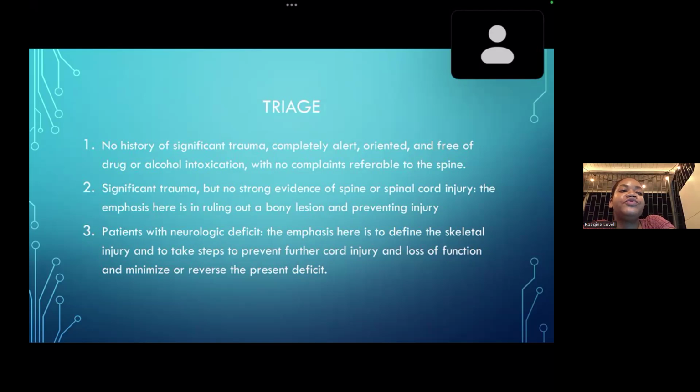Group 2 includes significant trauma, but no strong evidence of spine or spinal cord injury. So the emphasis here is to rule out a bony lesion so as to prevent further injury. Group 3 includes patients with neurologic deficits. So the emphasis here is to define the skeletal injury and to take steps to prevent further cord injury and loss of function, as well as to minimize or reverse the present deficits.